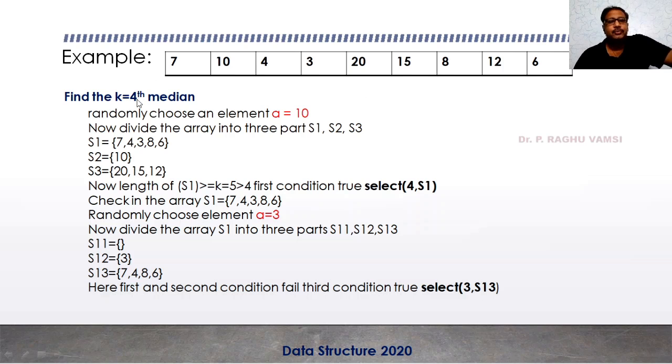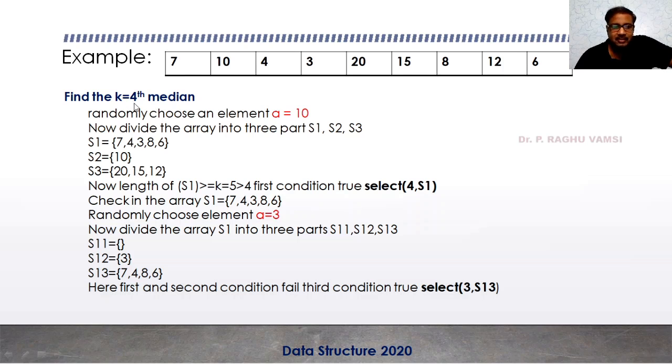Now, I want to find the fourth median. Obviously, the fourth median is 7, because if you arrange the list in sorted order, it is 3, 4, 6, 7, 8, 10, 12, 15, 20. This is the sorted order. In this, 3, 4, 6, 7, the fourth one is what we call the fourth median. So actually 7 is the fourth median in the entire list.